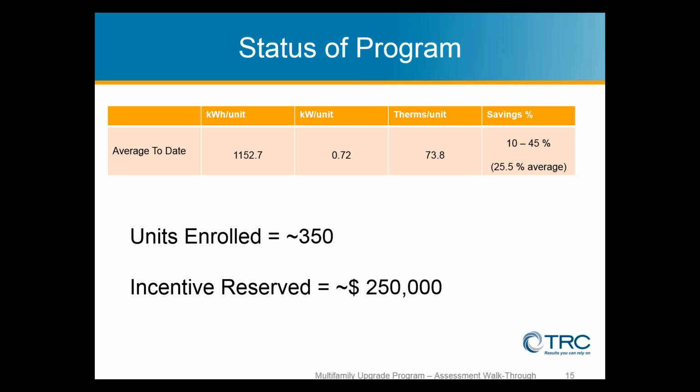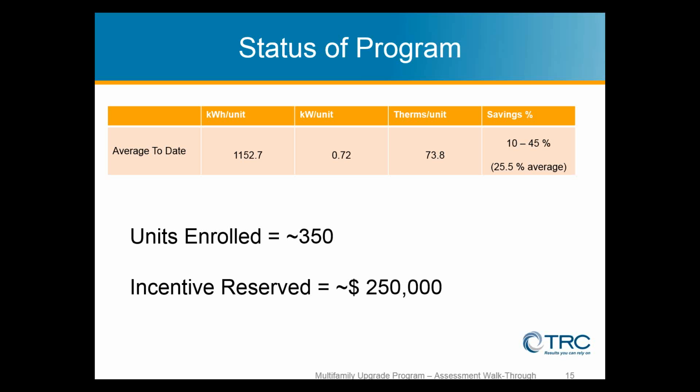So it's interesting feedback to know that so far we're collecting a lot of savings per unit on therms and a lot of savings on the demand reduction, the kW savings per unit, and less savings than we were expecting on the kWh per unit, which is electricity. So that's an interesting finding.